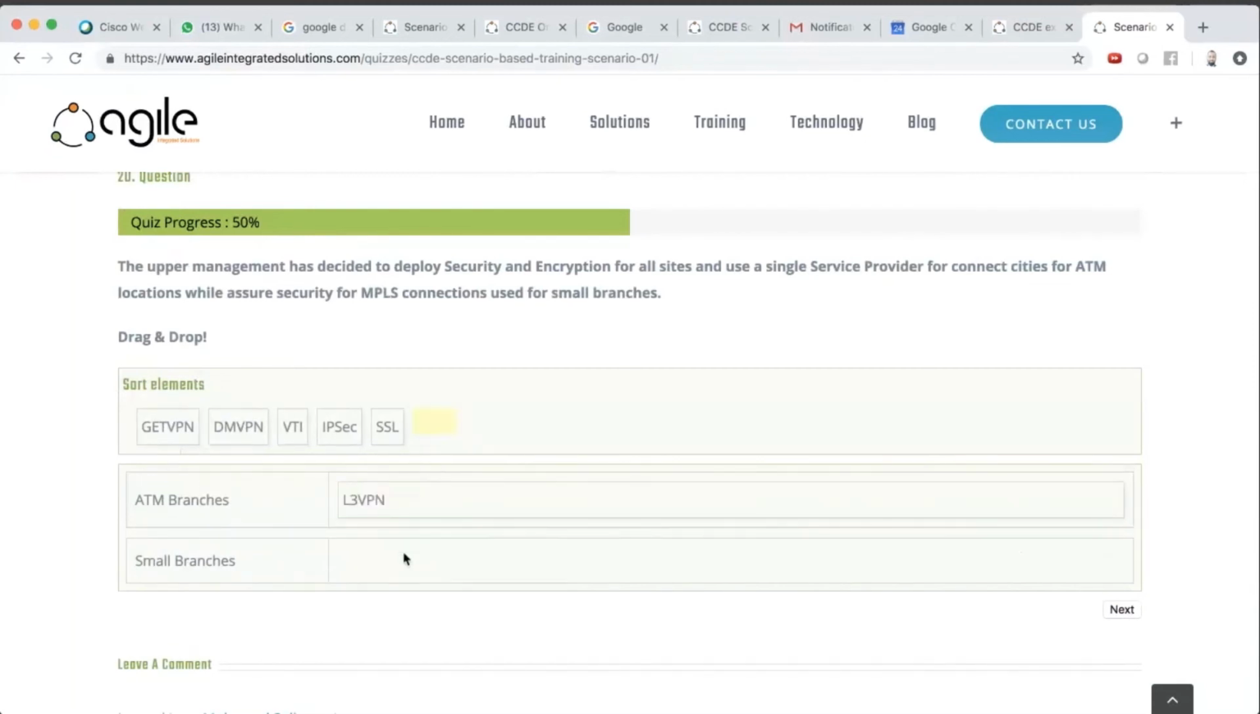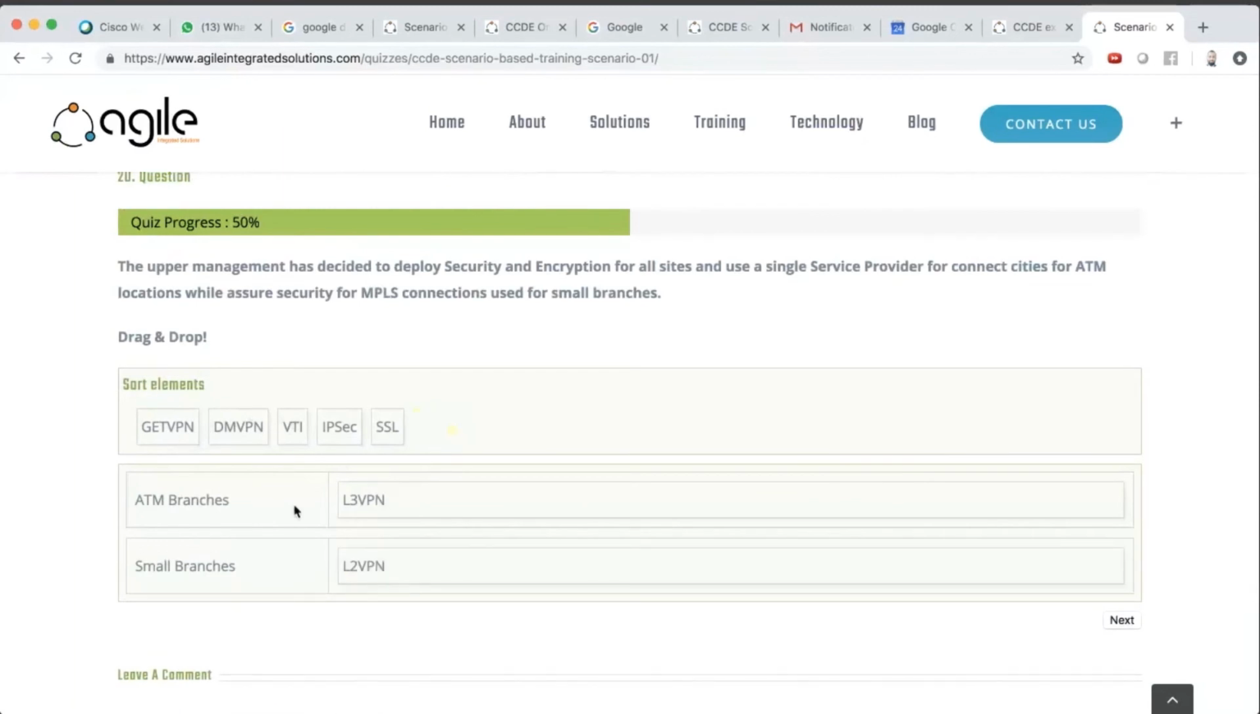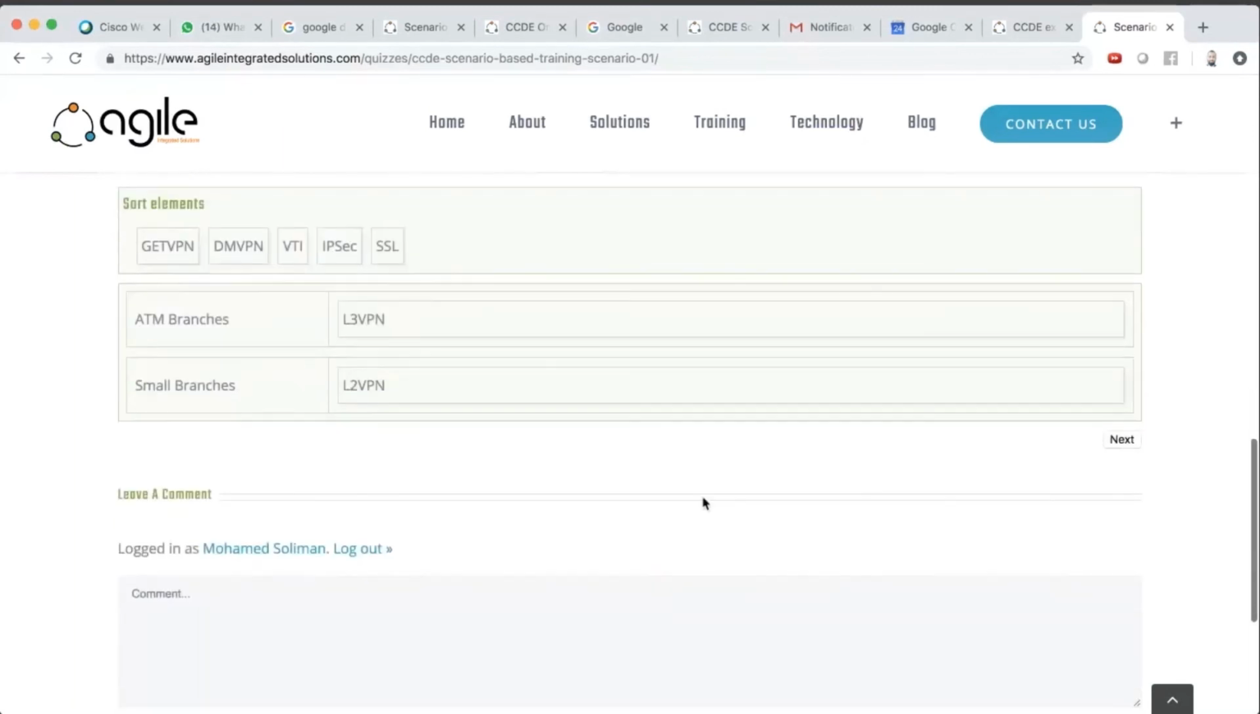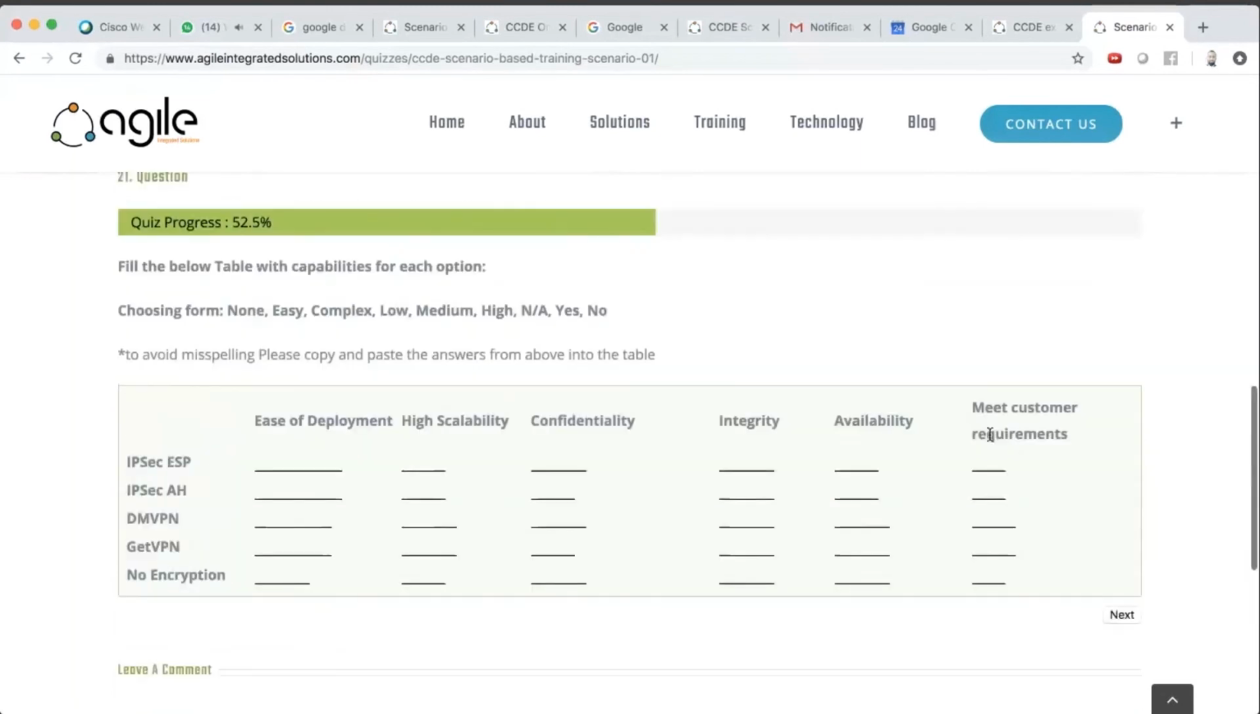Layer 3 VPN, Layer 2 VPN, but you can choose a better choice like DMVPN and so on. And you proceed to a table, like a chart. So how do you compare IPsec to DMVPN to GETVPN? To make it easy for you, we put in the option, so instead of typing, you can just copy and paste it live. Maybe this is complex and so on.